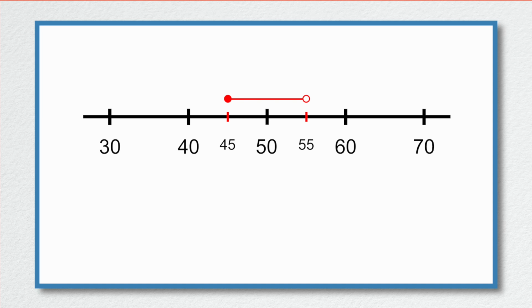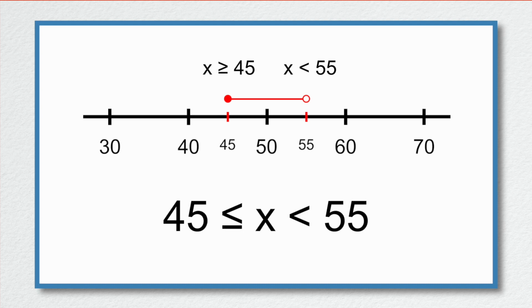So in this first example, we have our limits of 45 and 55. Our lower limit, x is greater than or equal to 45, which would mean that 45 is less than or equal to x. And our upper limit is less than 55, which would mean 55 is greater than x. And so our inequality looks like this, where x is greater than or equal to 45 and less than 55.